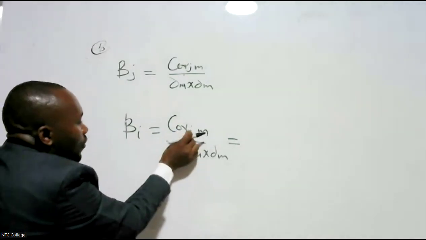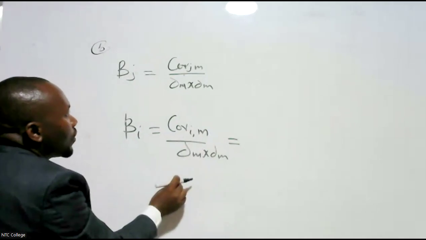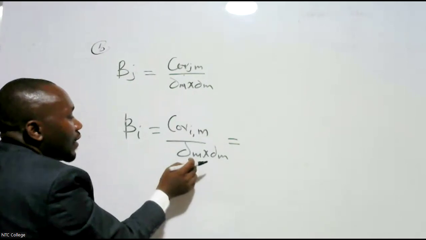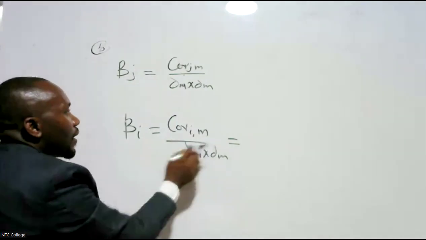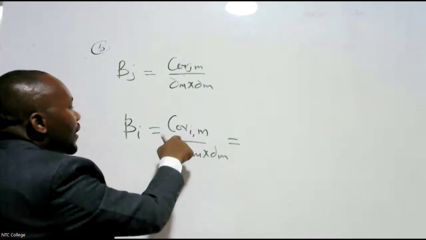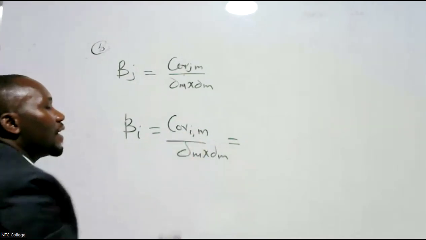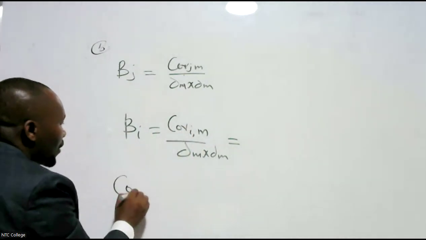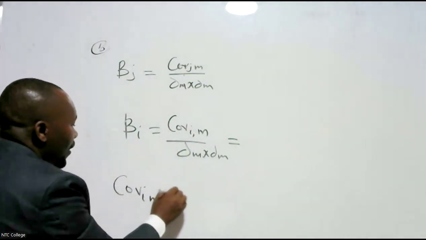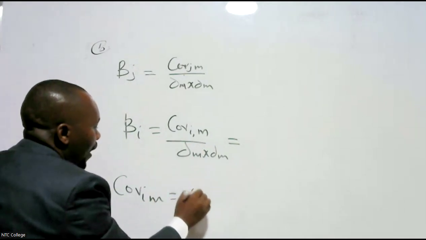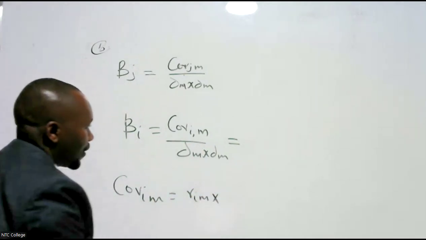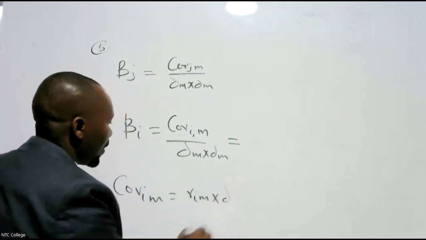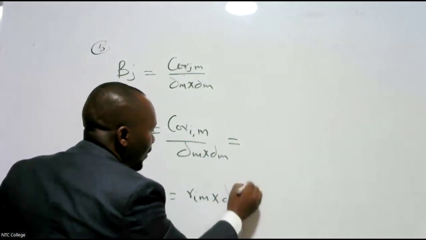So covariance of asset one and the market is equal to, this one is the same as the risk of the market squared. So let's now have covariance represented in the form of correlation. What is this in terms of correlation? Covariance of IM is equal to correlation of IM times, can somebody tell me? Times the risk of I times the risk of the market.